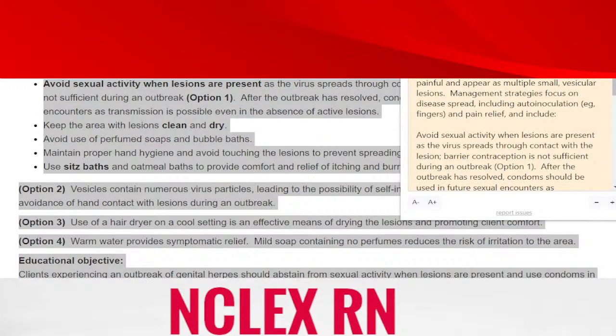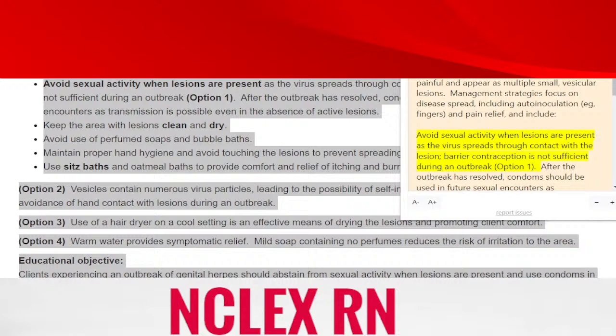Herpes simplex virus type 2, HSV2, is usually associated with genital herpes. Lesions are painful and appear as multiple small, vesicular lesions. Management strategies focus on disease spread, including auto-inoculation, e.g., fingers, and pain relief, and include avoiding sexual activity when lesions are present as the virus spreads through contact with the lesion. Barrier contraception is not sufficient during an outbreak.